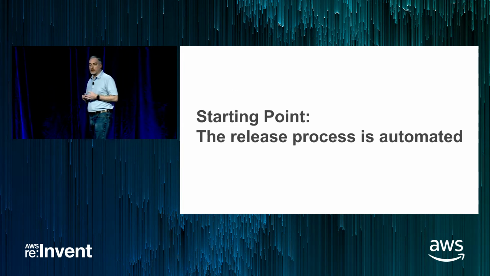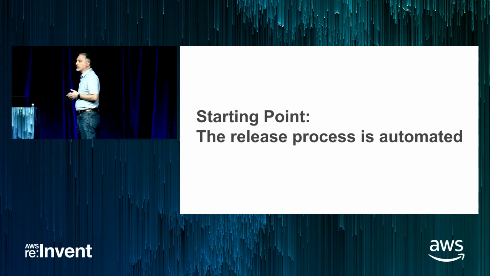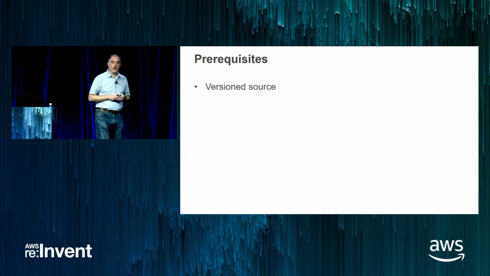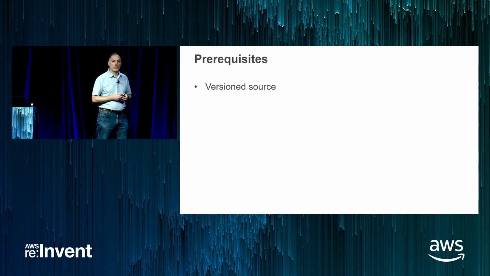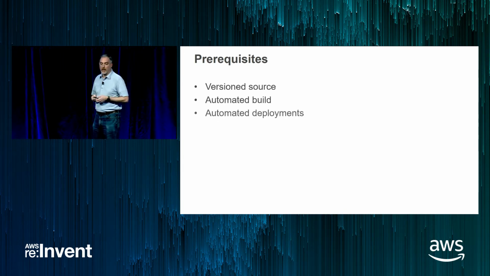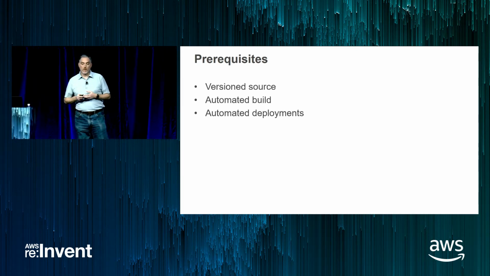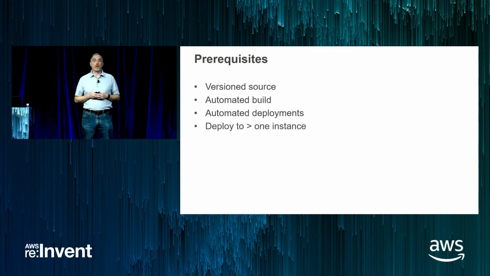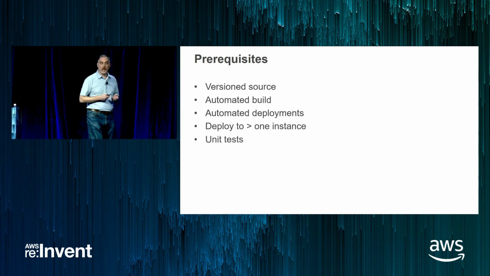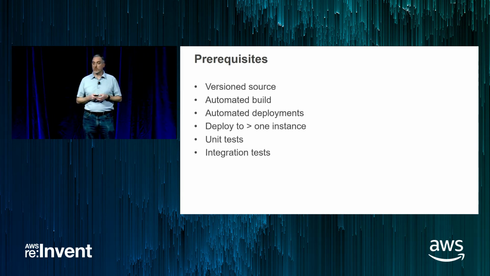Now, key components to being successful at continuous delivery is to have an automated release process. This means you're using version control for your source code. You've automated your build and your deployment steps. You likely deployed them to more than one host. And you've also written unit tests and integration tests that you can rely on to capture regressions quickly.